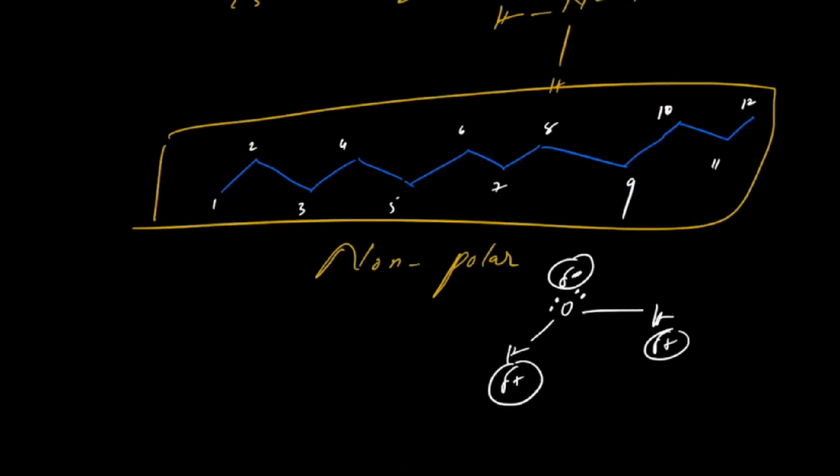Now depending on the density, if the oil is heavier, oil will settle at the bottom, water will settle at the top. If oil is lighter, oil will settle at the top and water will settle at the bottom. Depends on the density of oil. If you have heavy oil, it will settle at the bottom. If you have light oil like kerosene, it will settle at the top of water.